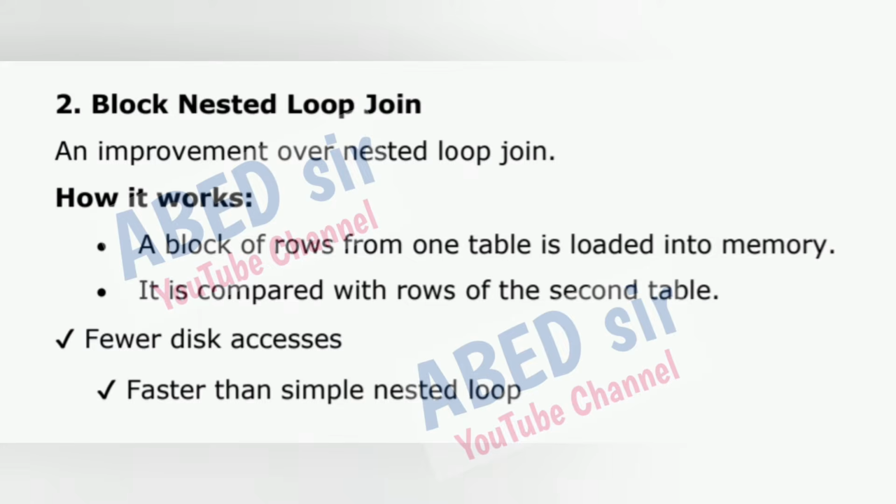2. Block nested loop join. An improvement over nested loop join. How it works. A block of rows from one table is loaded into memory. It is compared with rows of the second table. Fewer disk accesses. Faster than simple nested loop.